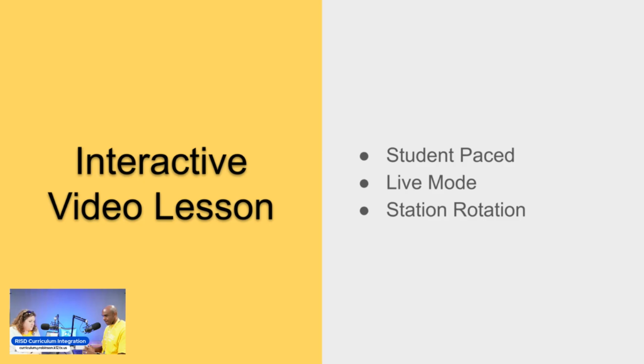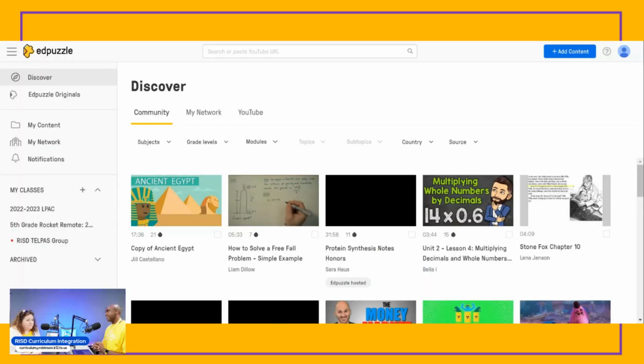So let's jump back on, what was that last thing? Oh, station rotation. Stations are pretty big here in Robinson ISD. Okay, so utilizing Edpuzzle in a station. What would that model type look like? I think it's going to be a little similar to student paced. Your due date would just be different.